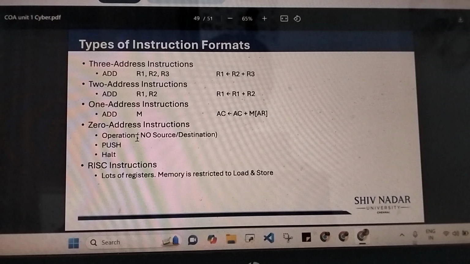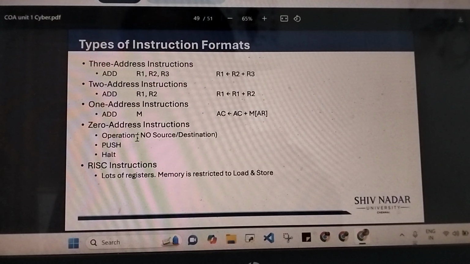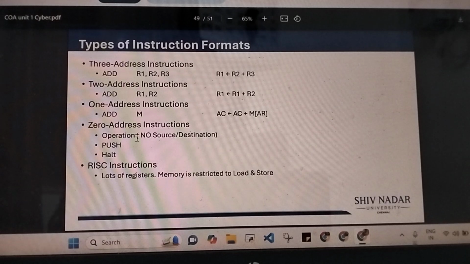So my point here being, in a 0 address instruction, you only give the operation or the command. You only tell the computer what to do. You do not tell it upon which operand to perform that operation or on which location that task has to be performed. The location is implicitly understood to be a general purpose register present inside your CPU, which acts like a stack.